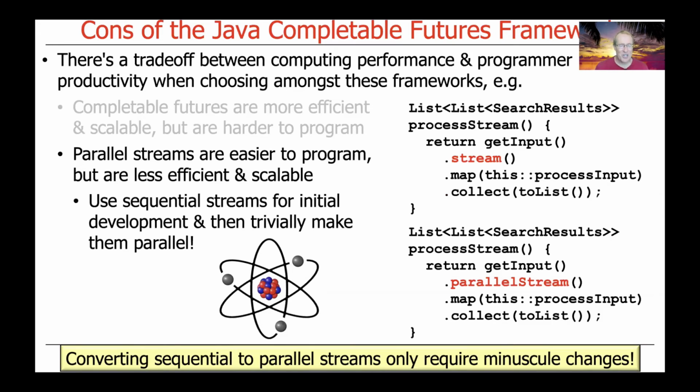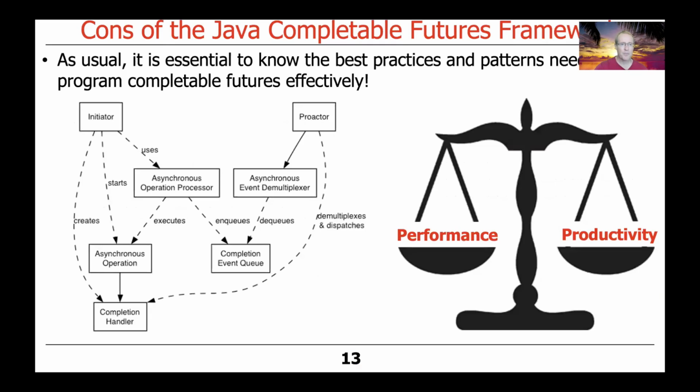Now, what makes this also nice for parallel streams is you can quickly get your program working sequentially, debug it, and then usually just make a minuscule change to go from stream to parallel stream, and boom, all of a sudden you get this big speed up with little or no effort to your program. So that's a good benefit of that approach.